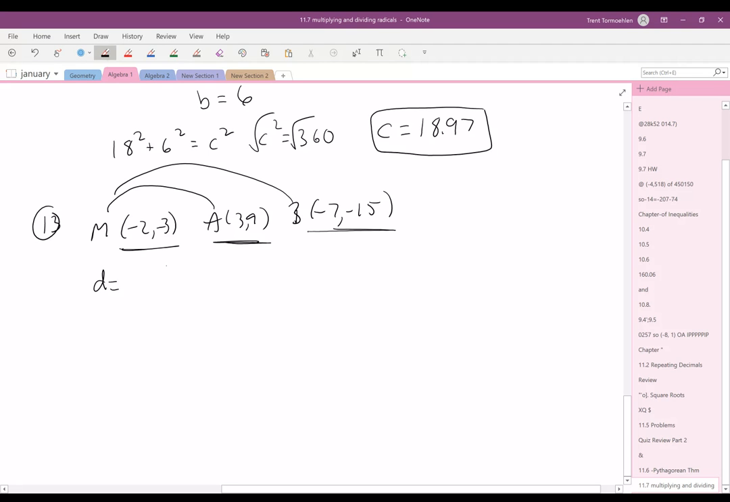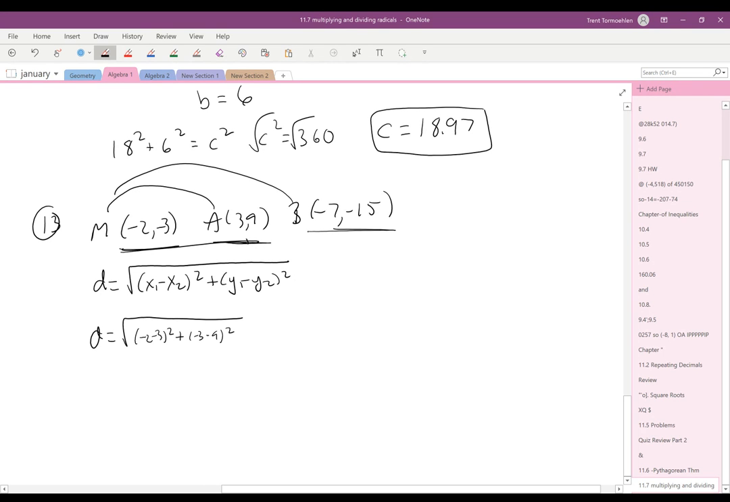Remember, your formula is this. Subtract the x's squared, subtract the y's squared. Remember, it doesn't matter the order because the square is just going to turn it into a positive. And so you get d equals square root of, and so we want to do am first, (-2 minus 3) squared plus (-3 minus 9) squared. Well, that turns out to be 25 plus 144, right, -5 squared, -12 squared, which is square root of 169, which is 13.